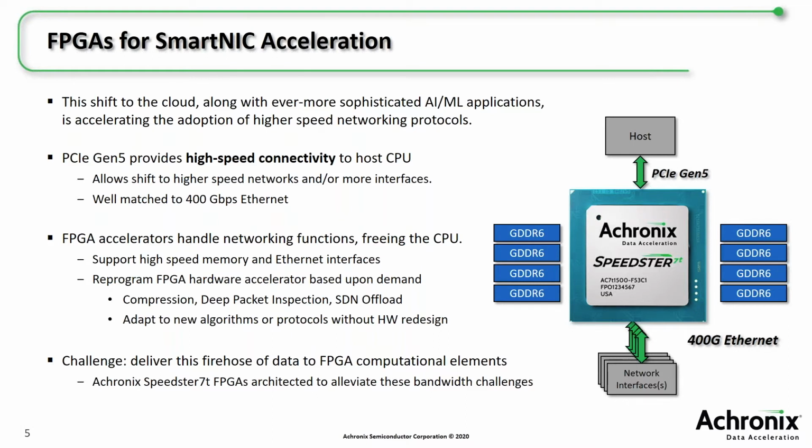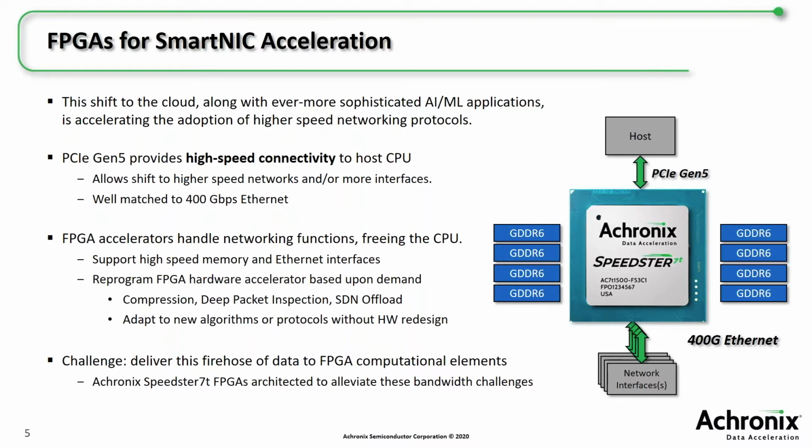So FPGA accelerators can handle networking functions, freeing the CPU. To do this, you need high-speed memory and Ethernet interfaces, and you have the ability to reprogram the FPGA hardware accelerator based upon demand. So one moment you might be doing compression, then you reprogram the FPGA to do some deep packet inspection. As the workload changes, you might end up offloading some of your software-defined networking functionality. Having an FPGA there allows you to adapt to new algorithms or protocols without having to redesign the hardware and have a new tape out of your ASIC.